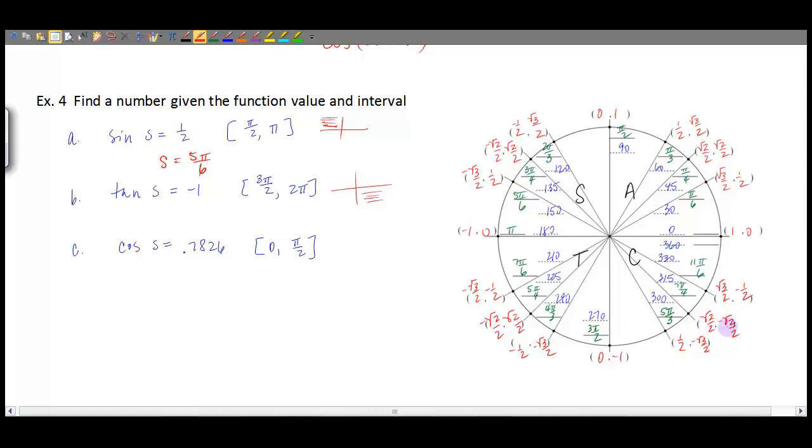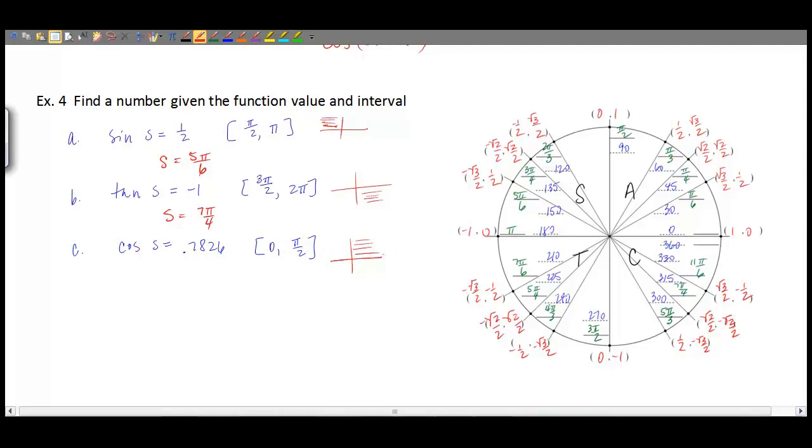Okay, because if I were to take these two fraction values and divide the second number by the first, I get -1. So therefore, the tangent of 7 pi over 4 is -1. Okay, so this is really using the same information we've done before, except we're restricting our answers to specific interval values. This last one says I'm looking for the cosine of some angle that's going to return the value 0.7826, and I am looking for that value to occur over here in the first quadrant.